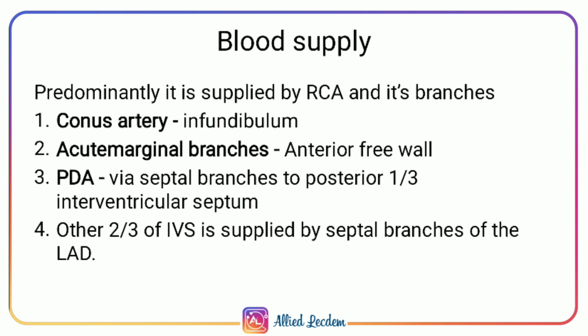Blood supply. Predominantly, the RV is supplied by the right coronary artery and its branches. The conus artery supplies the infundibulum. Acute marginal branches supply the anterior free wall. The posterior descending artery via septal branches supplies the posterior one-third of the interventricular septum. The other two-thirds of the interventricular septum is supplied by septal branches of the LAD. Remember, the LAD is one of the branches of the left coronary artery.